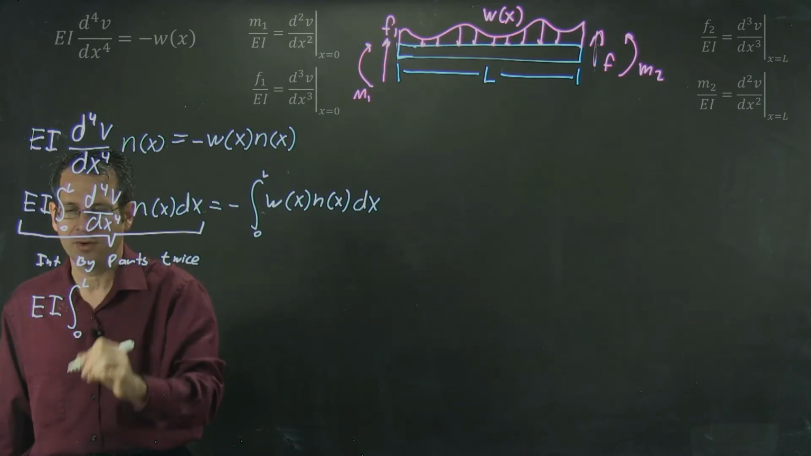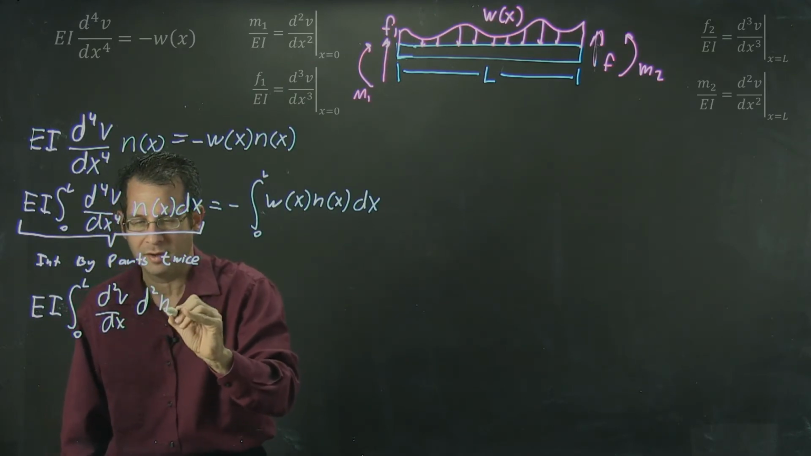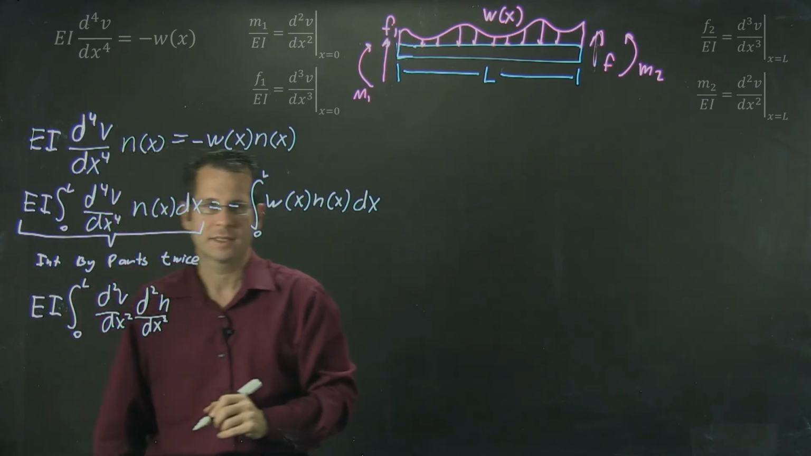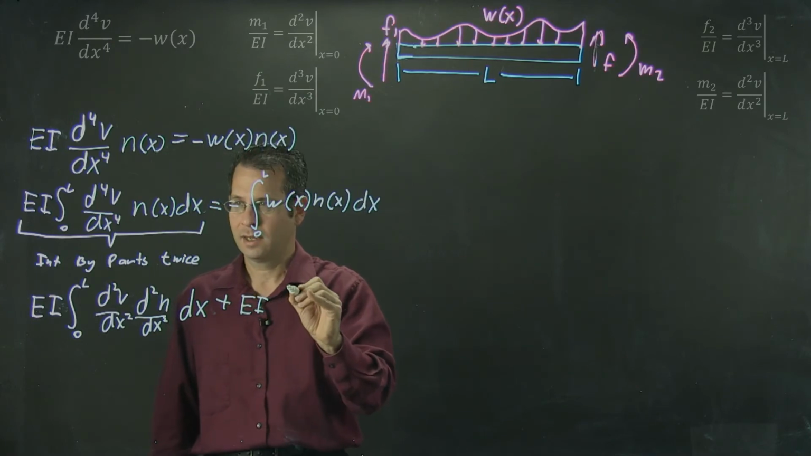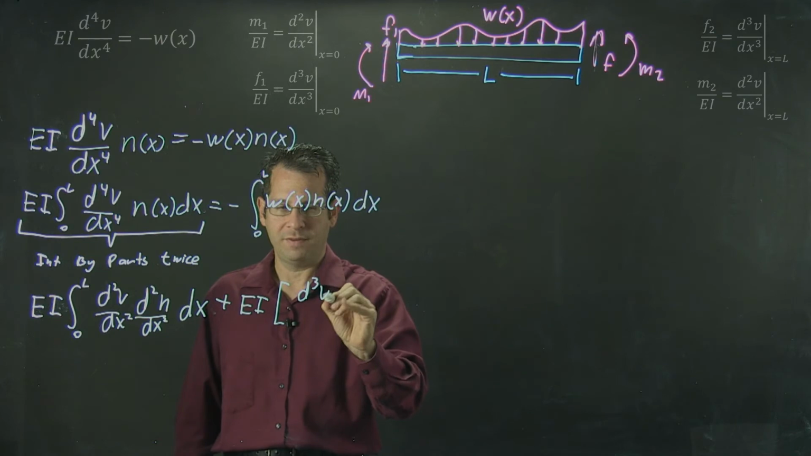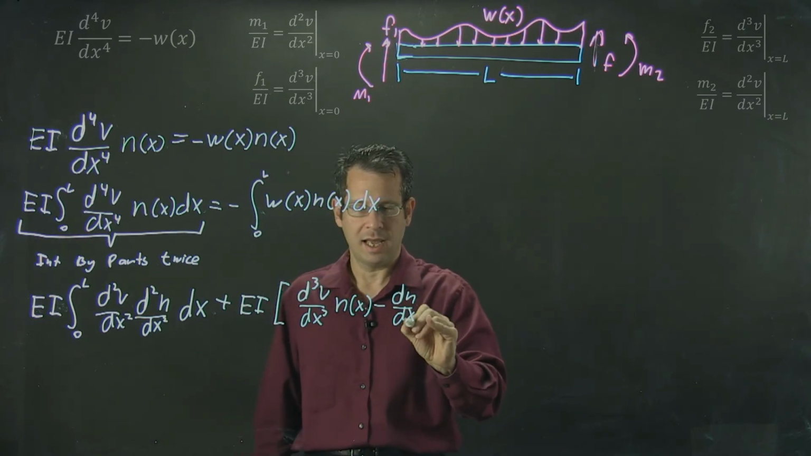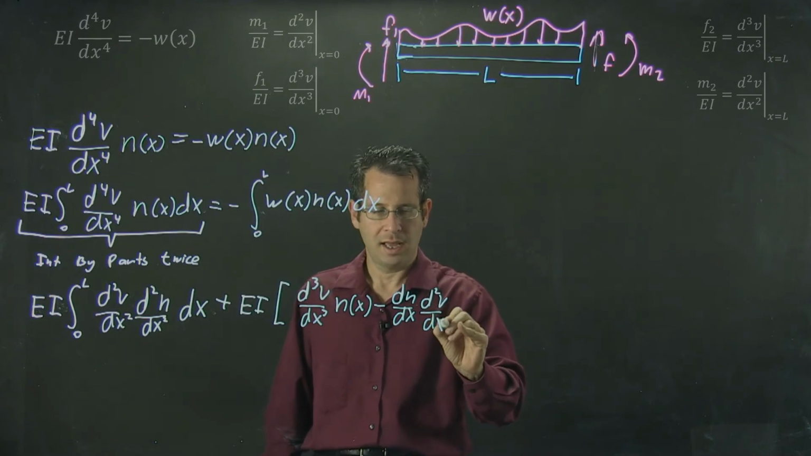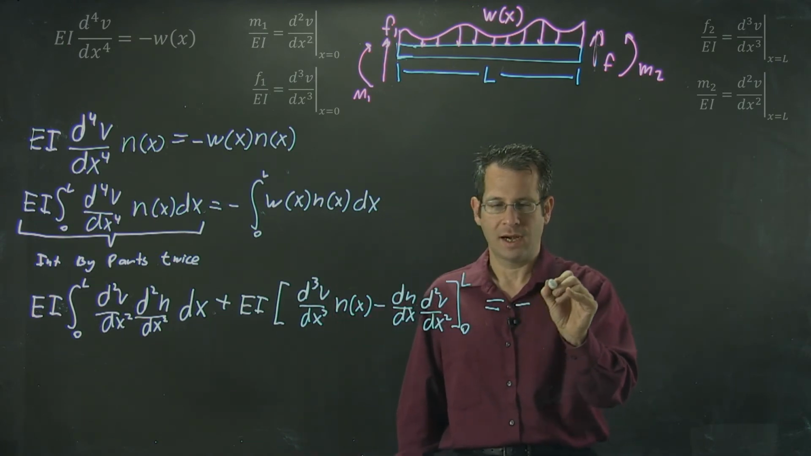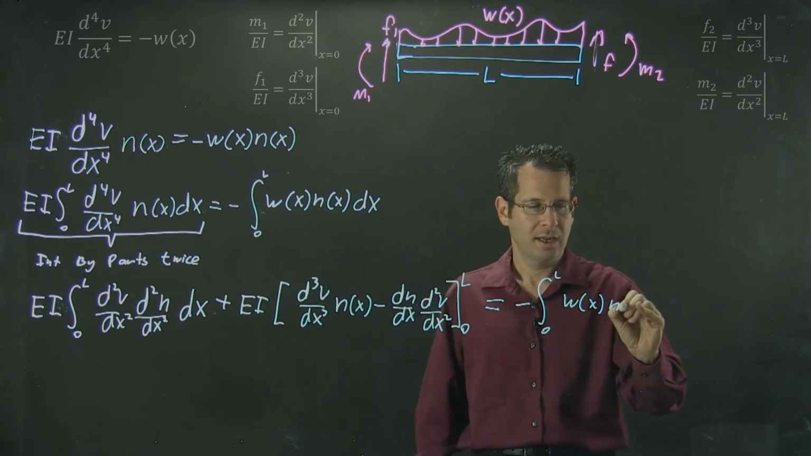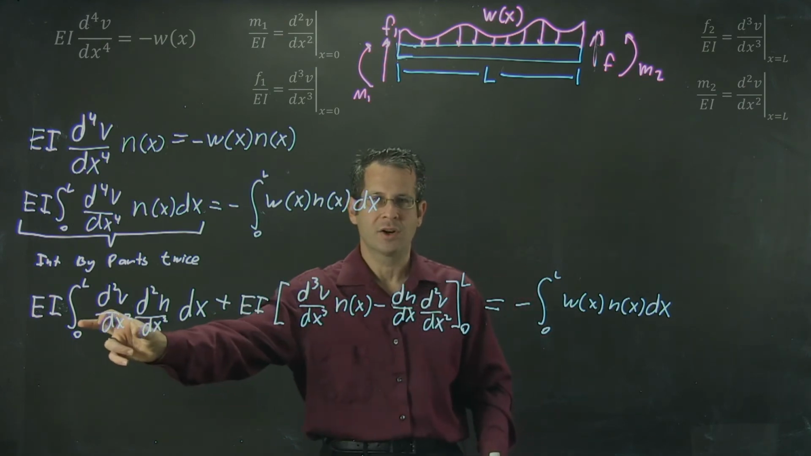EI, the integral from 0 to L of the second derivative of v with respect to x times the second derivative of n with respect to x, dx, plus EI times the bracket of the third derivative of v with respect to x times n of x, minus the derivative of n with respect to x times the second derivative of v with respect to x, all evaluated at 0 and L, is equal to the right-hand side, which is still the integral from 0 to L of w of x times n of x, dx. I hope you see where this comes from, doing integration by parts twice.